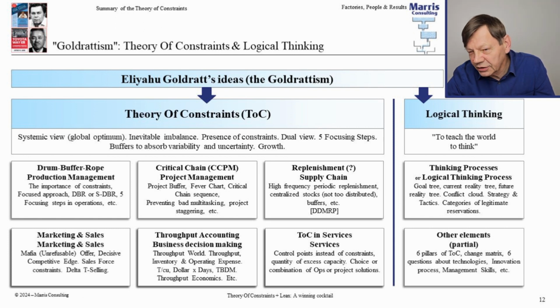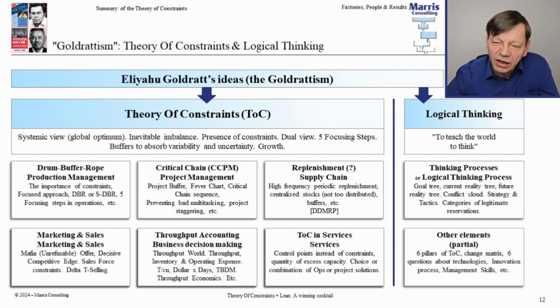So and then logical thinking process. Eli, for the 10 or 15 last years of his life, was obsessed with trying to teach the world to think, and he wrote books about it and developed this thing called the thinking processes, right, with many elements inside, which I won't have time to describe in detail today. And then there are probably other elements still to come in the development, right? Because like lean itself, theory of constraints continues to evolve and develop and mature.